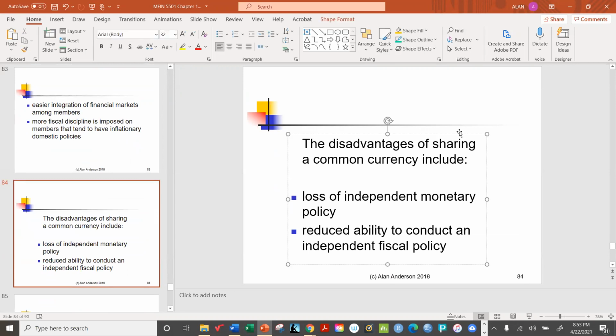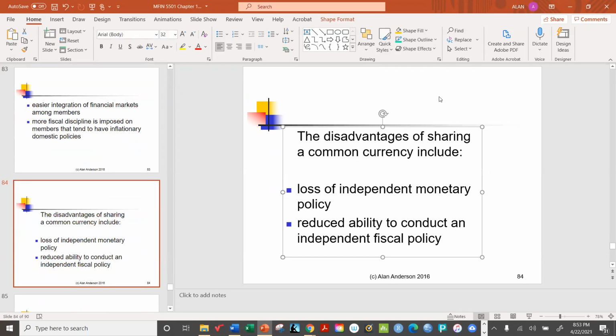And then, of course, the drawbacks, as you could probably guess: loss of independent monetary policy, and it also makes it harder for them to carry out an independent fiscal policy. Okay, because they're required to keep their interest rates and inflation rates within certain levels in order to stay in the eurozone.